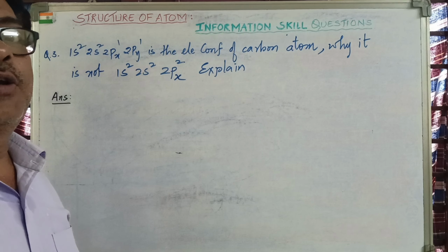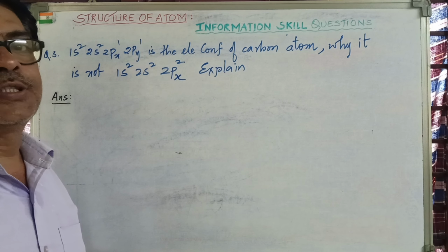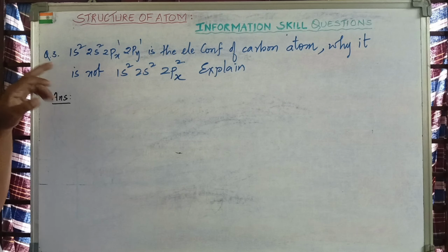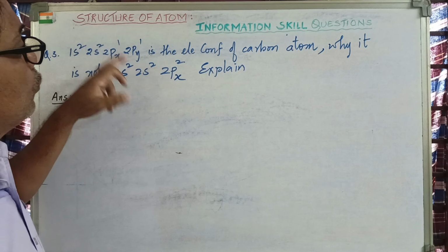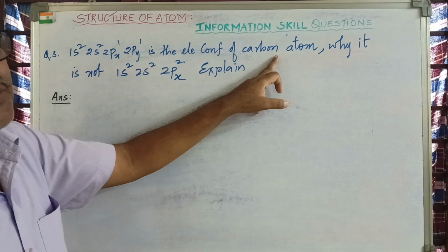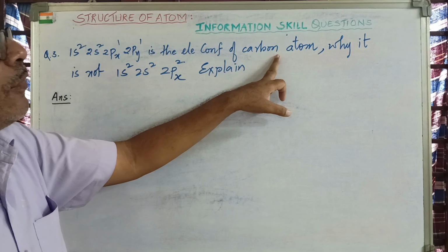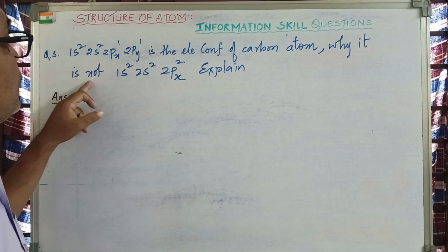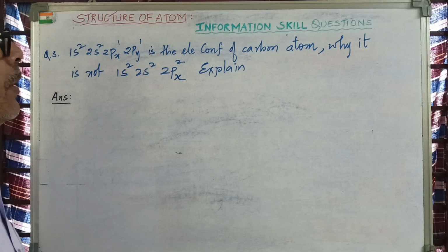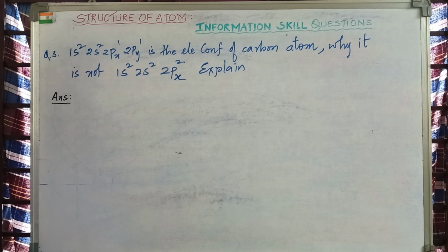Now I am ready with the third question, in structure of atom. See, the given question is: 1s2, 2s2, 2px1, 2py1 is the electronic configuration of carbon. So he is telling that it is the electronic configuration of the carbon atom. Why is it not 1s2, 2s2 and 2px2? Explain. Okay, now we will see.